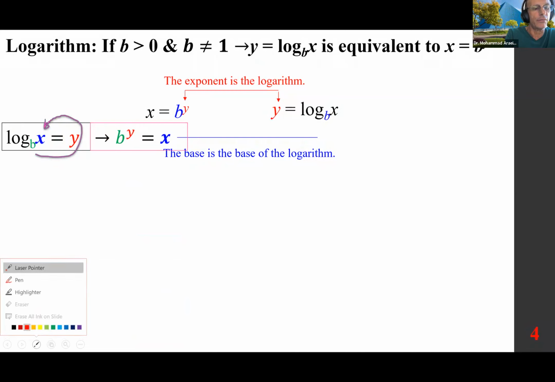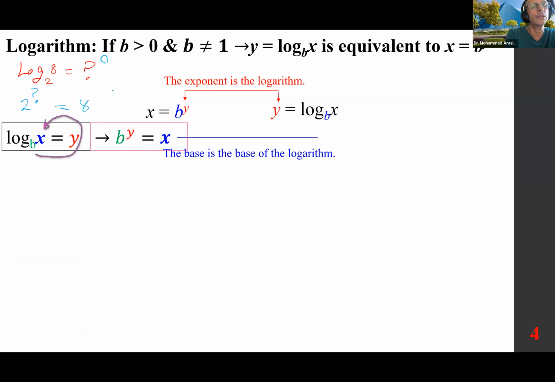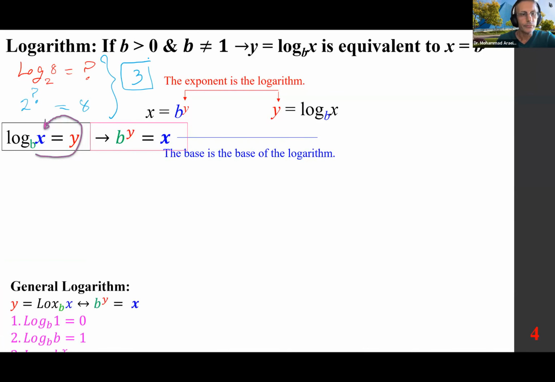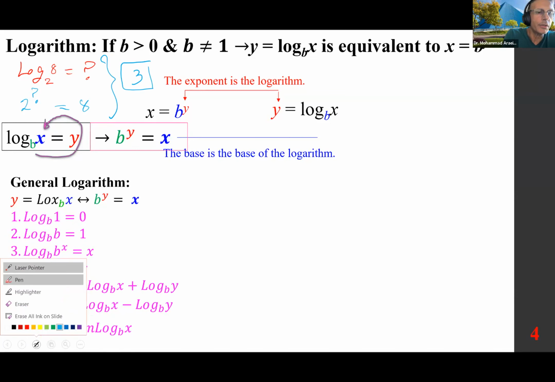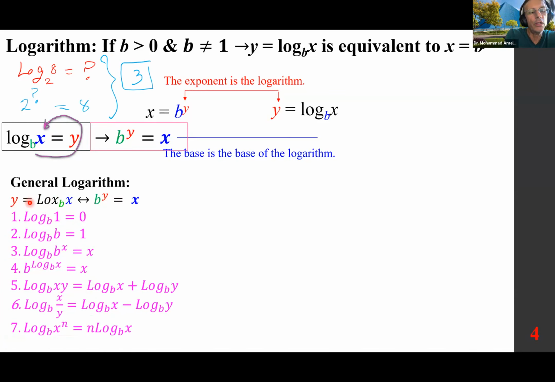So for example, if somebody asks, what is log of 8 when the base is 2? This question is the same as asking, 2 to what power is 8? Both of them have the same answer, 3. Then it gives rise to the following properties. Again, knowing how to go from one format to the next.